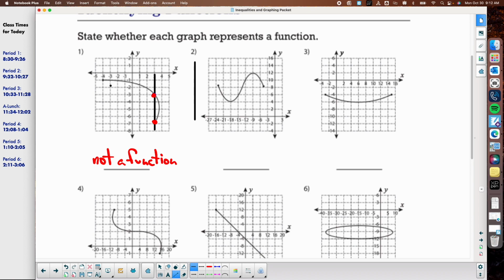If I take that vertical line and I move it along and I never hit twice, like this example, everywhere I put that vertical line, it only hits one time along the way. Then this is a function. Are we feeling probably pretty good on that idea?